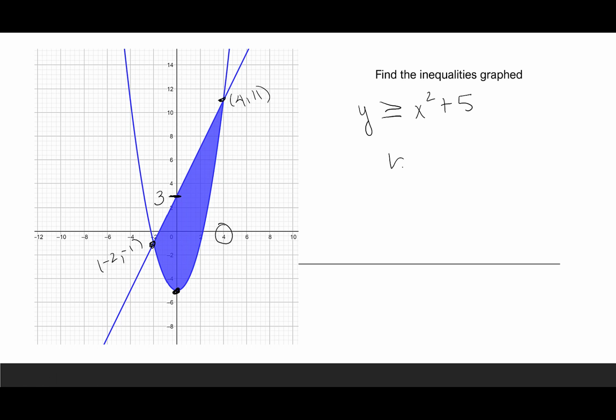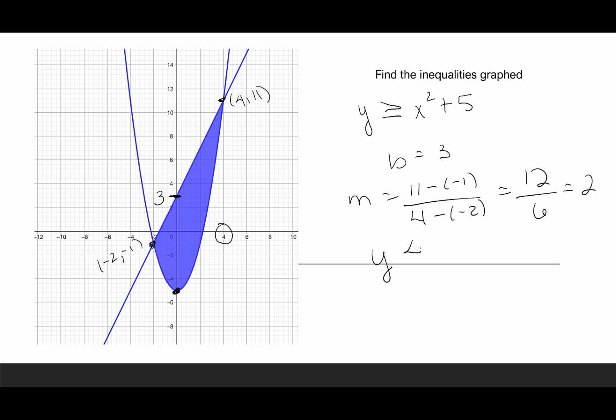Since I know the intercept is equal to 3, the only thing I really need is the slope. So let's do the slope as the change in y over the change in x. I have 11 minus -1 over 4 minus -2. 11 minus -1 gives me positive 12. 4 minus -2 gives me 6, which says I have a slope of 2. So my equation is y. It's going to be less than, because it's underneath, my slope was 2 times x plus 3. So here's my system.